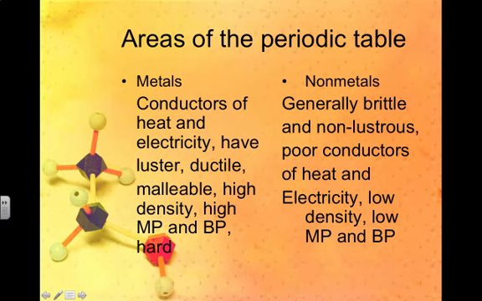Okay, so nonmetals are generally brittle, which means if I take a hammer to it, it's going to break under pressure instead of bend. They are not lustrous, so that means they're not shiny. They're poor conductors of heat and electricity, so they're not going to conduct electricity. They won't allow it to flow through, and they're usually used as insulators as opposed to metals. Metals you would never use as an insulator because it carries the heat so well. They have low densities, and they have low melting points and boiling points, so it doesn't take much energy to melt them or boil them.